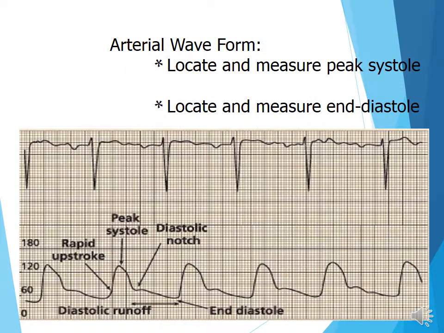This is an example of an arterial waveform, and this is the strip you would be pulling. This looks very similar to that. You can see the rapid upstroke, and then you see the peak systole, which is going to be your first number for your blood pressure reading. You can see the dicrotic notch, and then the end diastole, which is going to be your second number for your blood pressure. You can see that end diastole lines up roughly at the end of the QRS, so it's another way to determine where the end diastole might fall.